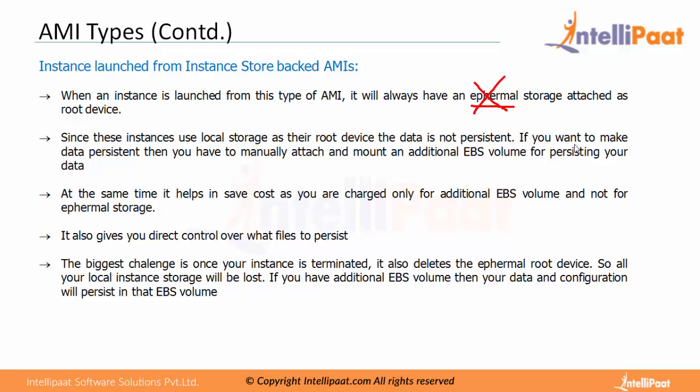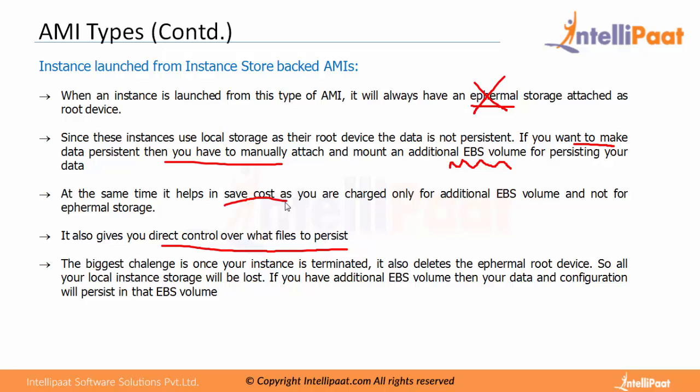In case you want to make something persistent, you have to create an additional EBS volume and attach it to the running instance. So you get one advantage here. That advantage is you can control which file to persist. It would also help you save a little bit of cost because the root device is ephemeral and the root device is not EBS. So a little bit of cost saving also.